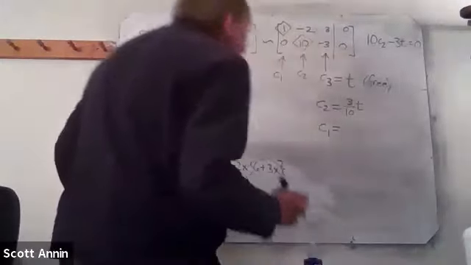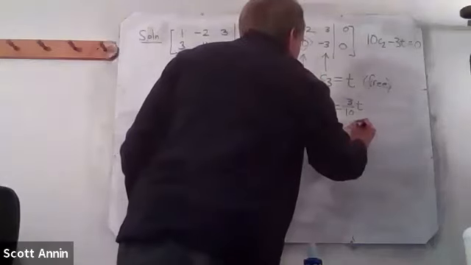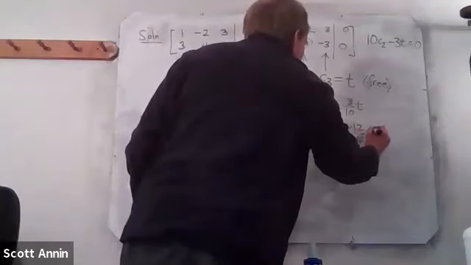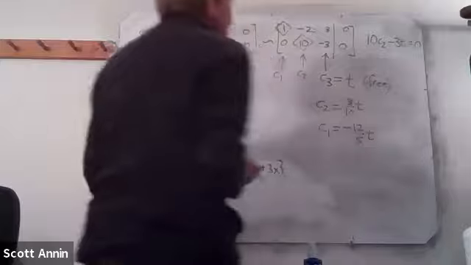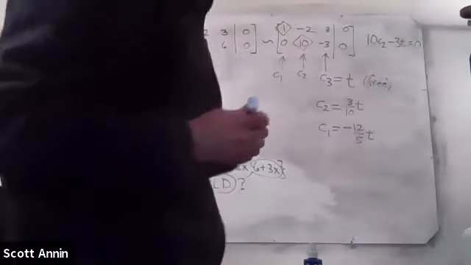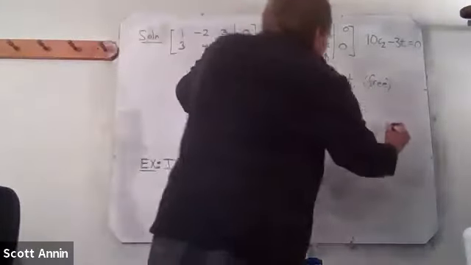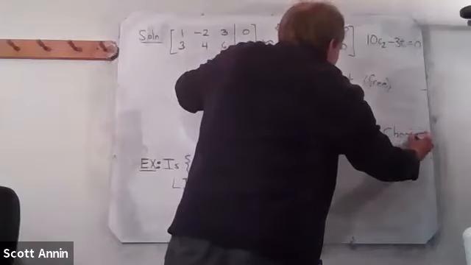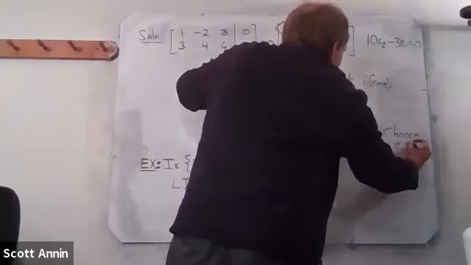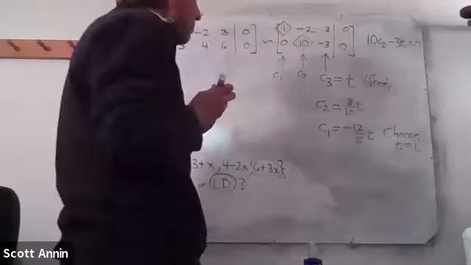And I actually did do that. I'm going to just go ahead and tell you what it is. It's -12/5 of T. So again, I normally will just choose T equal to 1. There's really no reason that you have to choose any other numbers.